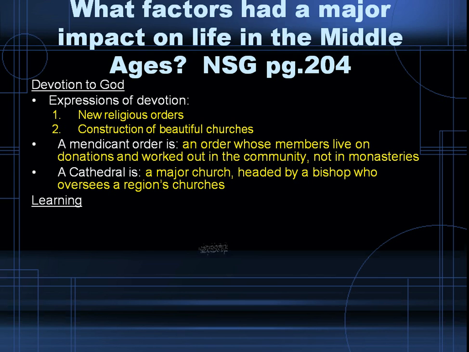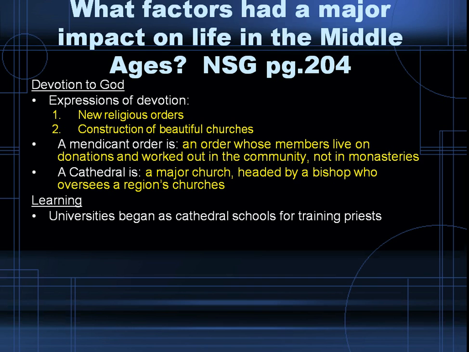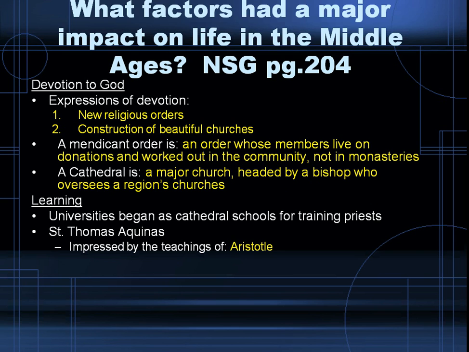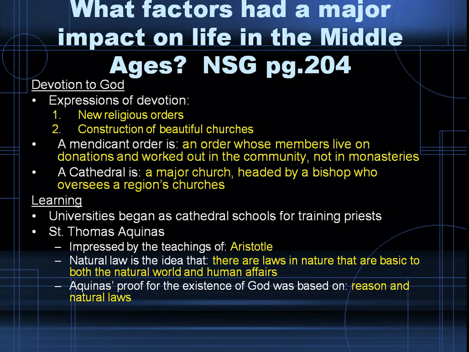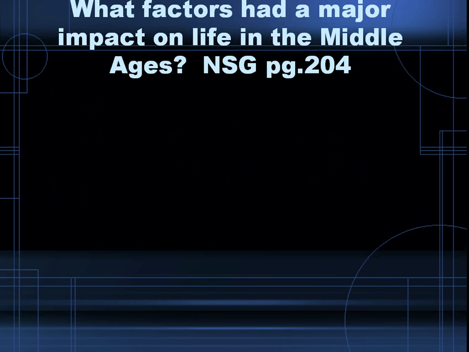God. Fourth is learning. Universities began as cathedral schools for training priests, and Thomas Aquinas was probably the most famous medieval theologian or philosopher, and he was impressed by the teachings of Aristotle. He came up with an idea of natural law, that all laws of nature are basic, and they both impact the natural world and human affairs. And Aquinas' proof of the existence of God was based on 2 things: reason and natural laws.